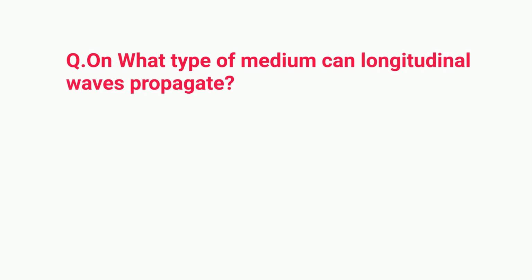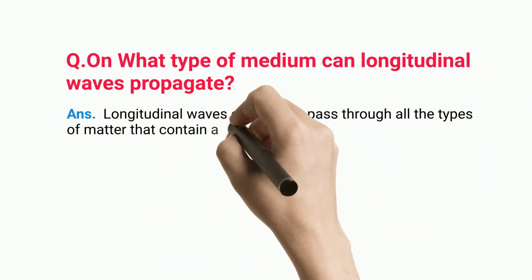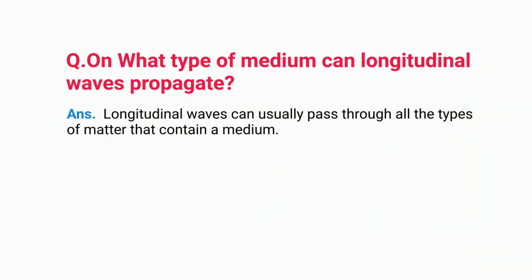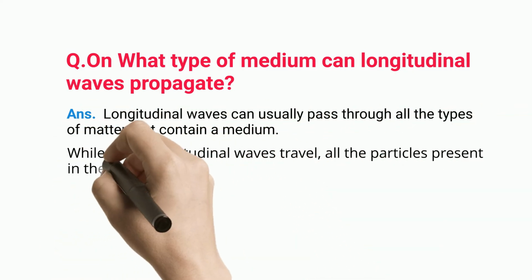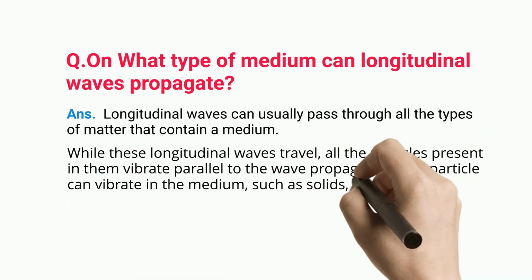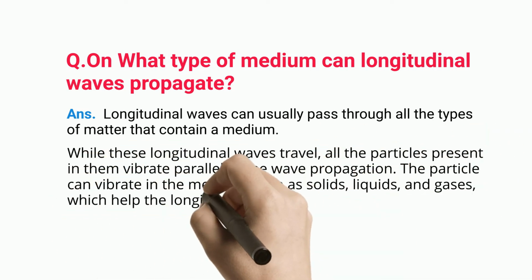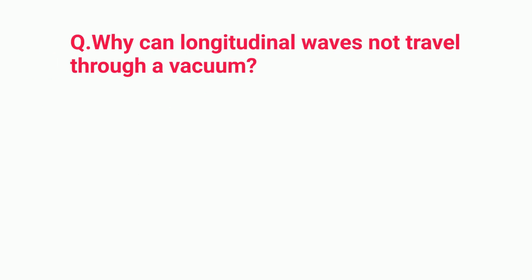On what type of medium can longitudinal waves propagate? Longitudinal waves can usually pass through all the types of matter that contain a medium. While these longitudinal waves travel, all the particles present in them vibrate parallel to the wave propagation. The particles can vibrate in the medium, such as solids, liquids, and gases, which help the longitudinal waves to travel through it. Why can longitudinal waves not travel through a vacuum?